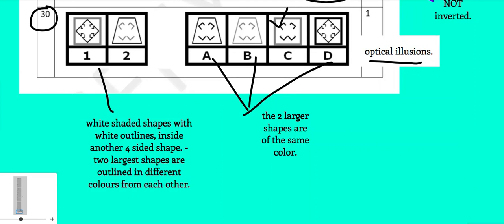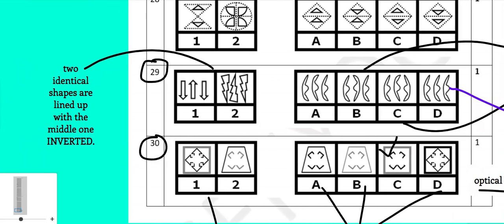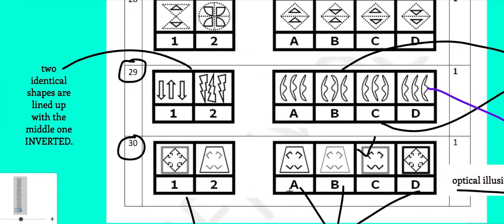Moving on to figure 29. Here, the patterns may seem easy to work out but are hard to differentiate. If you take a closer look, you'll see that the patterns are a bit hard to differentiate. In figure 1 and 2, two identical shapes are lined up with the middle ones inverted. If you see, the middle ones here are inverted.